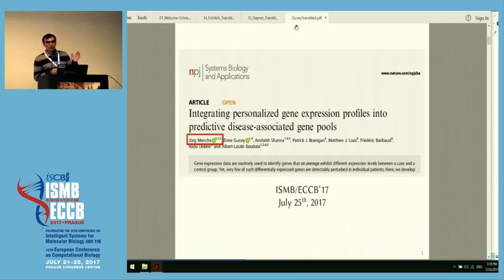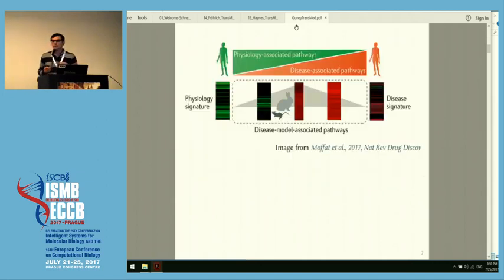So today I am going to talk about a work that we published recently, a joint work with Dr. Menche from CeMM in Vienna. Basically, when we think about cells, they are governed by many biological processes, so-called pathways. When there are perturbations in pathways, this gives rise to certain diseases. Mutations in certain pathways give rise to diseases, and we would like to find the signatures for diseases.